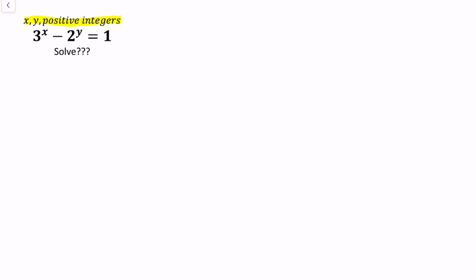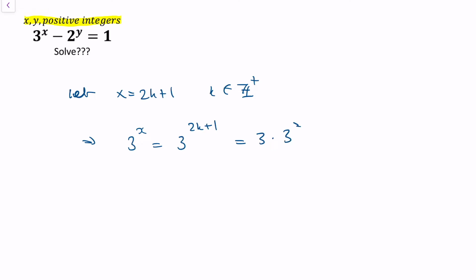Okay, so to begin with, let x be an odd number, so 2k + 1, where k is a positive integer. That means 3^x is the same as 3^(2k+1), which is the same as 3 times (3^2)^k. And that's equal to 3 in mod 4.